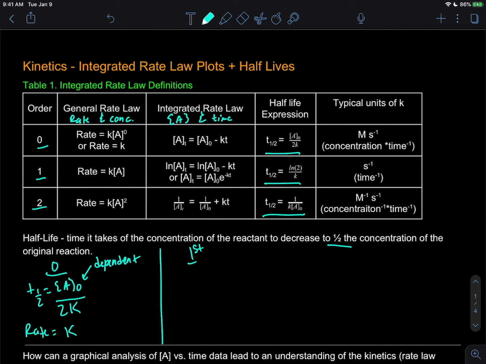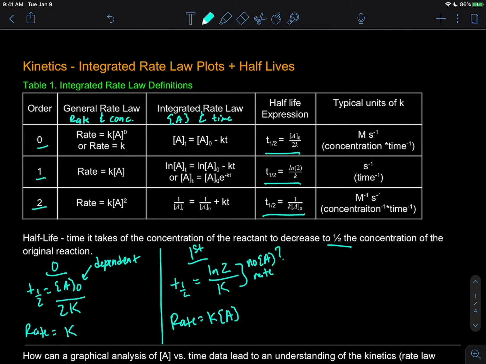First order, what we'll notice is that our half-life is equal to the natural log of 2 divided by our rate constant. So again, our rate constant here is important because that helps us see how fast the reaction would be happening relative to maybe temperature and those other variables. And what we notice here is there is no concentration of A present in our expression. And what does that mean?